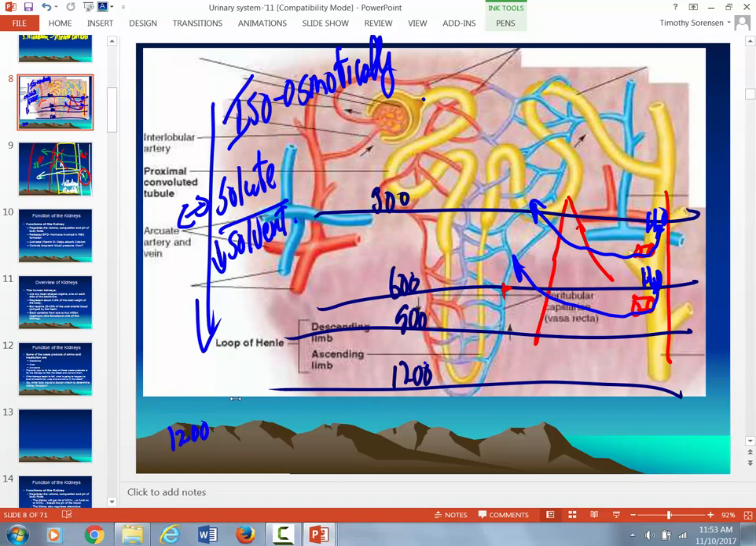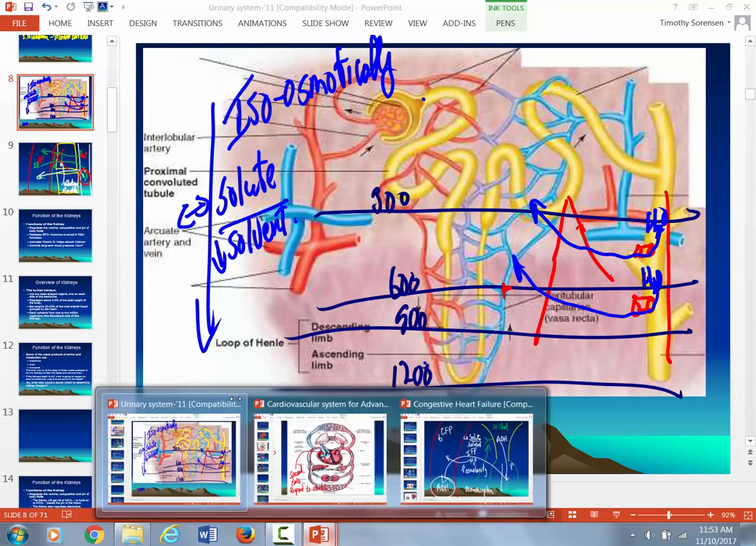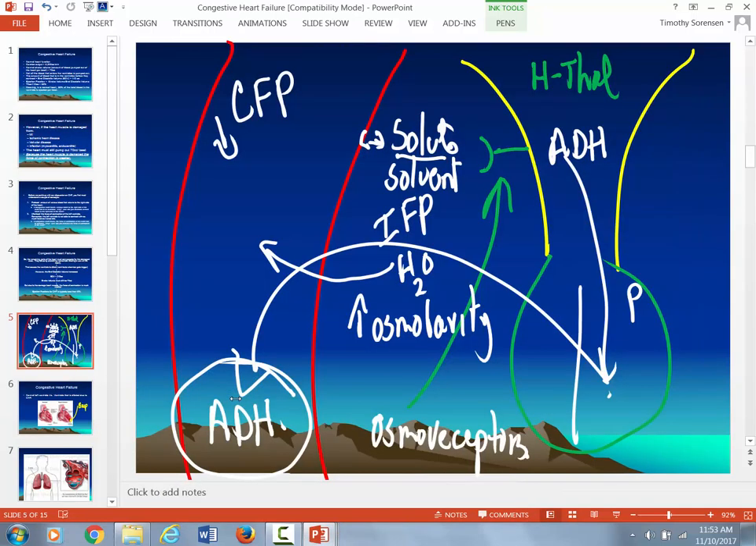Now watch. As your blood volume continues to drop, more and more water from the interstitial space will get pushed into the capillaries. So what will happen to the osmolarity of the interstitial space? It will go up. And that will cause more ADH to be synthesized by the hypothalamus and more ADH to be dumped into the blood.